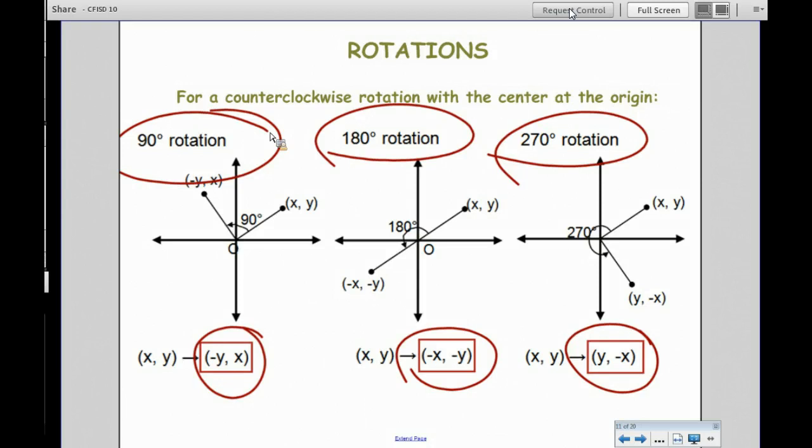So we learned 3 rules yesterday and 3 rules today. That's a lot of rules to keep track of, because those negatives and those x's and y's are going to get really confusing. So I am going to teach you a way to remember these 3 rules.